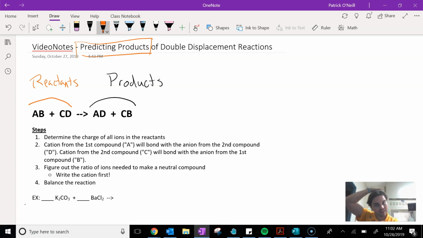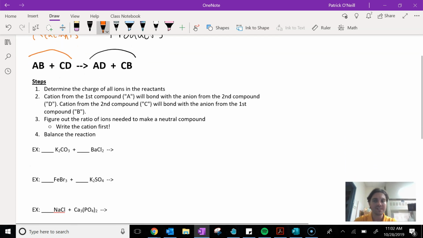The other day we did learn how to identify double displacement reactions. Today we're going to learn how to, given reactants, find out what they are going to produce, which is a really useful tool in chemistry. So here are the steps for that. First of all, you need to determine the charge of all of the ions in the reactants.